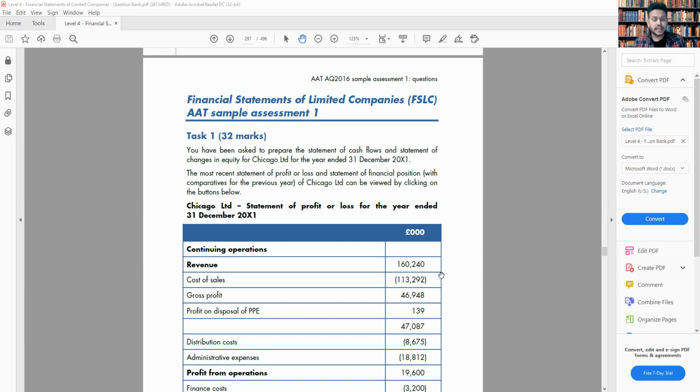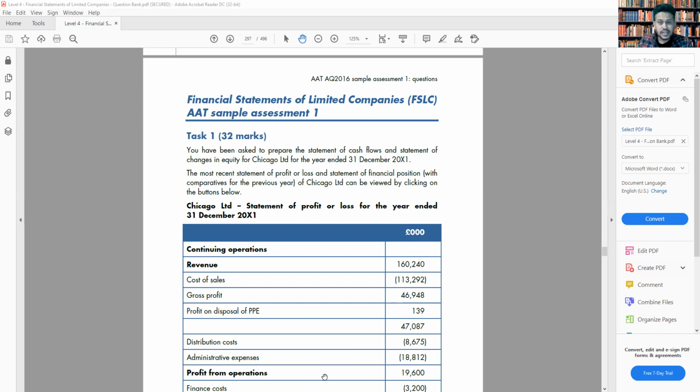Obviously, in the exam, we're expecting different types of question. It's not going to be exactly the same, but the more we practice, the more it will start making sense. So the best way you can score really well in the exam is to practice more and more. So let's talk about the cash flow statement.